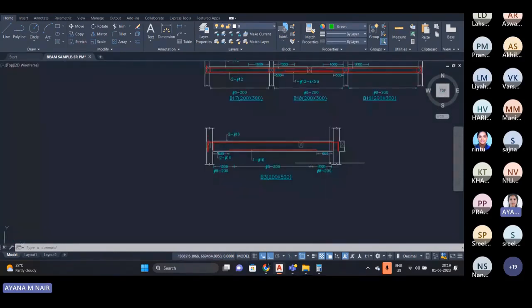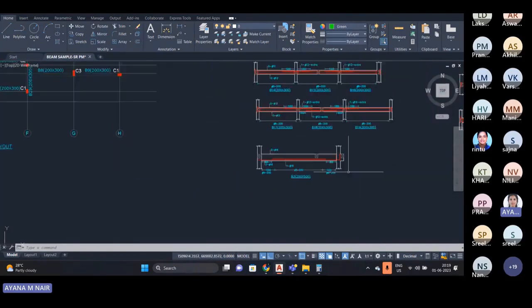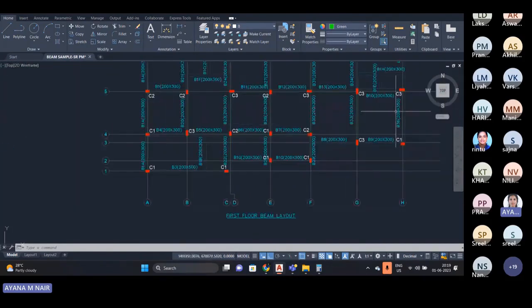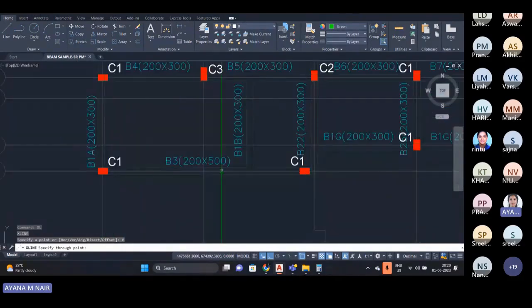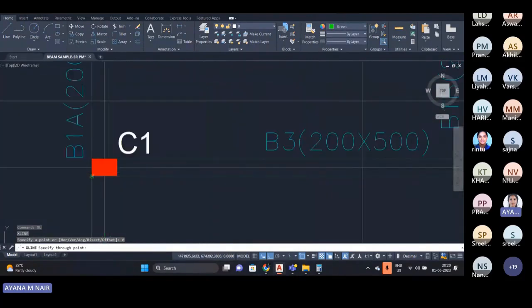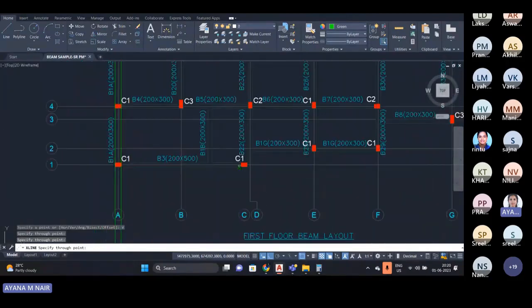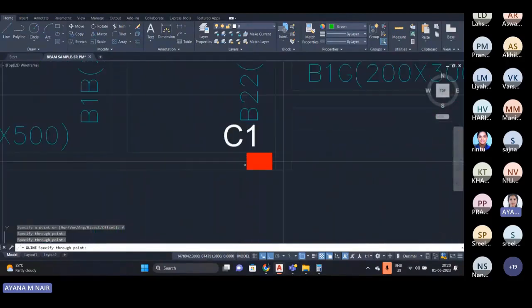So we have to first check for the length correction. For that, first you have to pick the X line vertical. So in this layout, you can see that here is the beam B3. This X line is drawn at the corners of this column. So we can put the X lines here. And here is also a column C1.